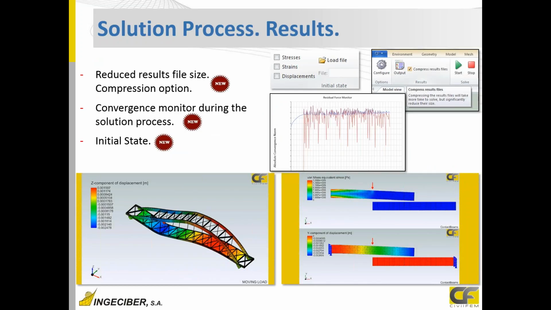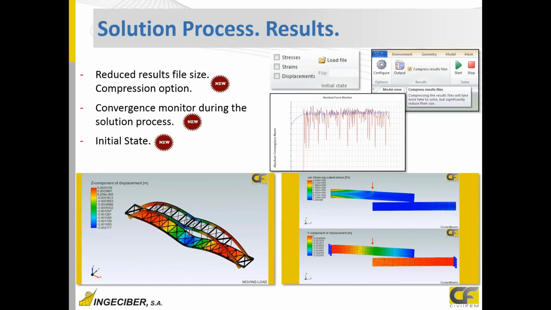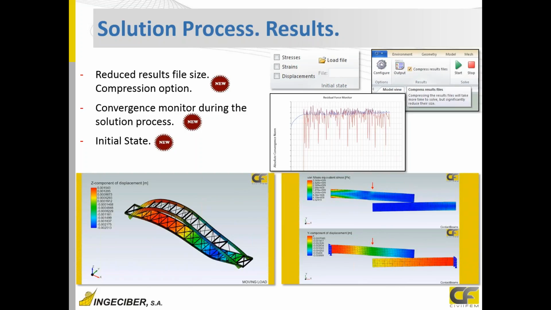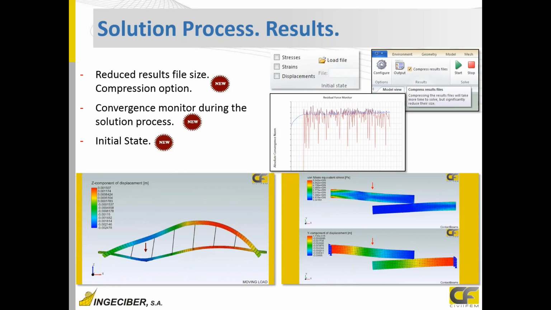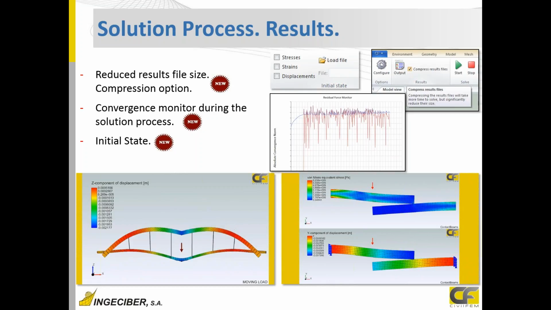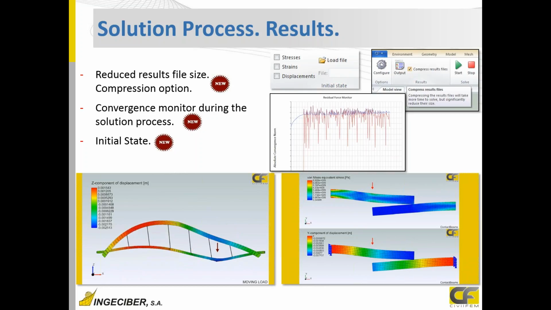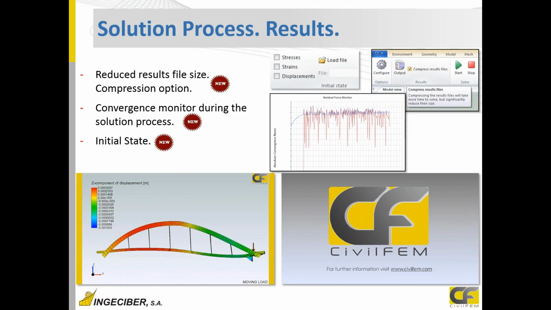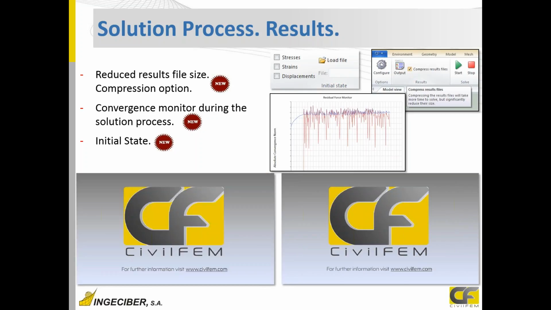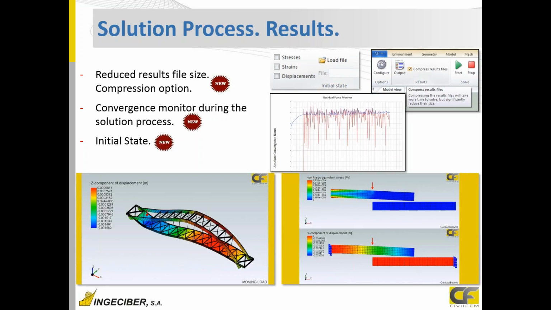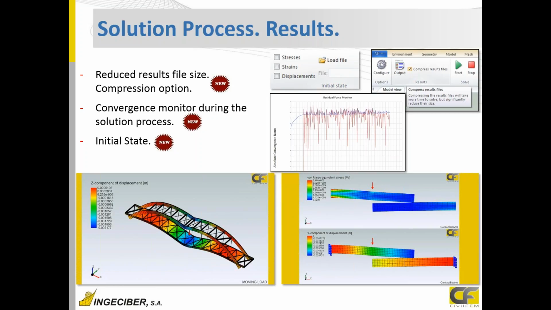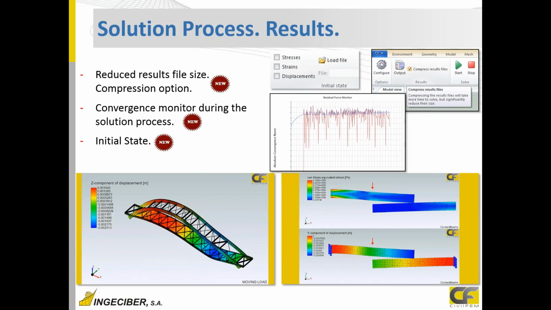For solution and results there are new enhancements, and we can highlight the compression option of the results file. Now our results file can be reduced up to 50%. You can choose that in the solution tab. For nonlinear analysis, we now have the convergence monitor. It will be very useful to know if our model will have a convergence at the end or not, monitoring the residual and displacement residual results.